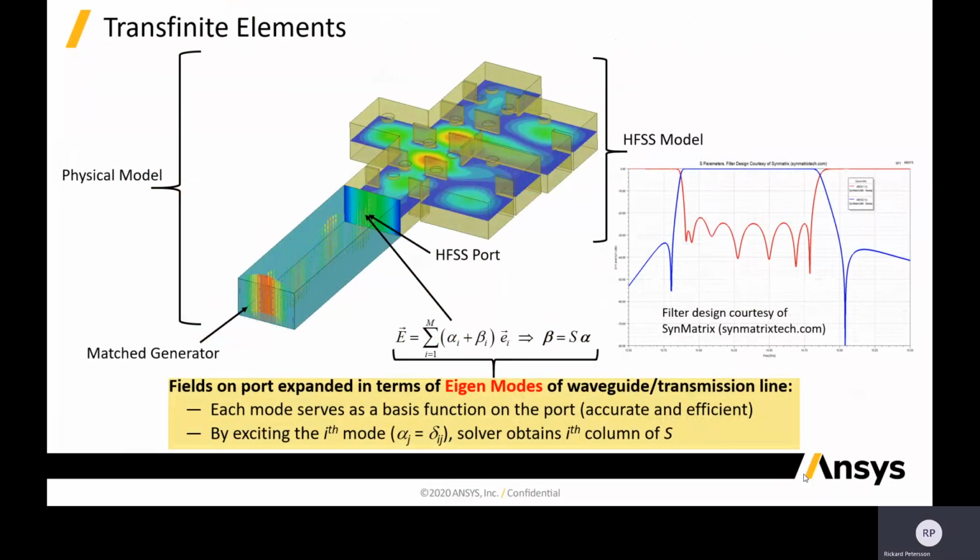So part of transfinite element is that we expand electric fields in terms of the eigenmodes of that port structure, meaning the modes that would reside in this transmission line here. And on that port surface, we're going to expand in terms of both known incident alpha coefficients, that's how we excite the structure, and then the unknown beta, the scattering coefficients. And that's how you get the scattering matrix that relates the incoming coefficients with the scattering coefficients on all the ports in the structure.